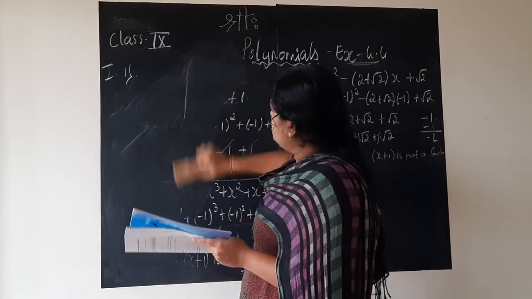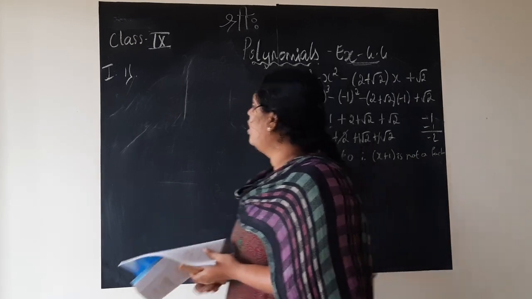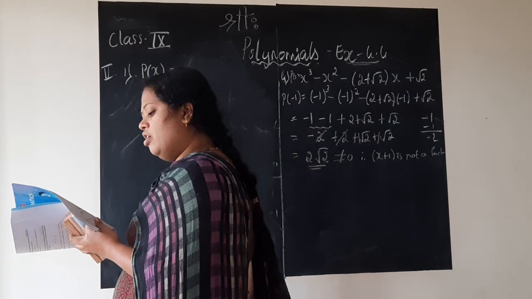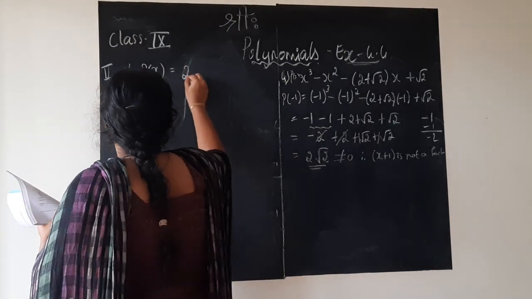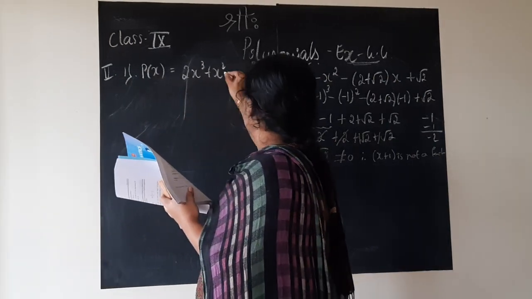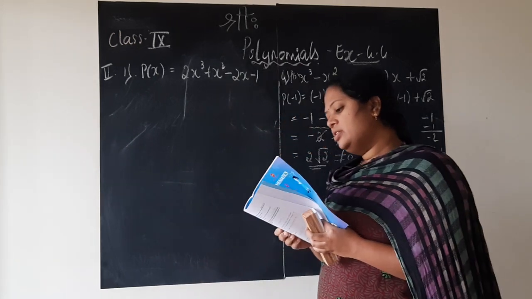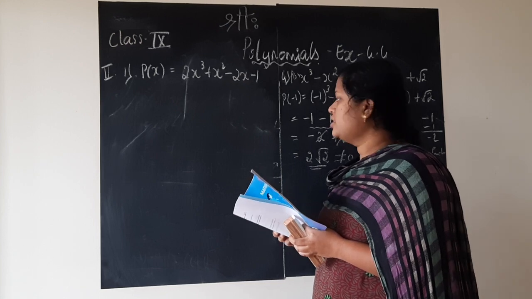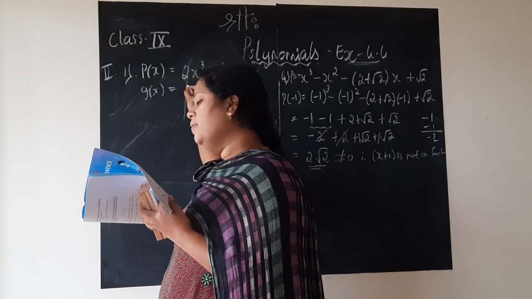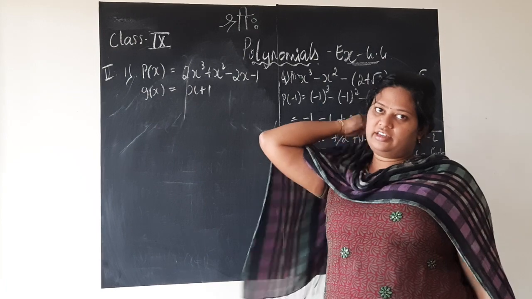So first question is, children, given P of x is, this is second main first question, given P of x is equal to 2x cube plus x square minus 2x minus 1, correct? 2x cube plus x square minus 2x minus 1, and G of x is given for each problem, and here G of x is x plus 1 again. Isn't it like the first problem?